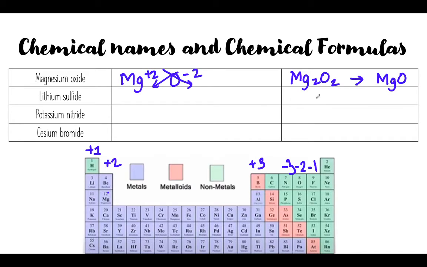And that would have been the same if, for example, the charge of magnesium was +3 and the charge of oxygen was -3. It would still be the same, right? You want to reduce to the lowest. So MgO is the answer here. The rest of these are pretty straightforward. So Li +1, S -2. When I crisscross these, I'm going to get Li2S, K +1, and -3.